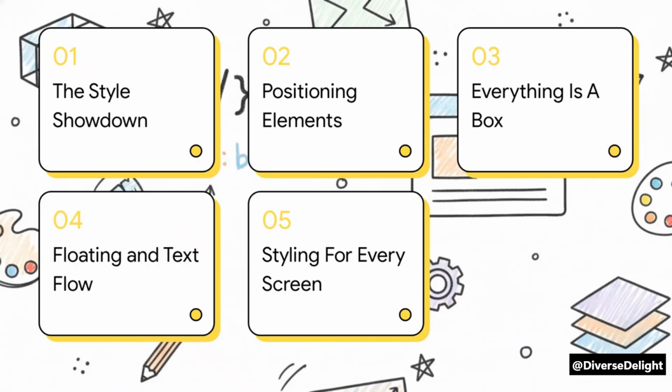To solve this mystery, here's our roadmap. We're going to look at how style conflicts get resolved, how to really control your layout, and the fundamental idea that everything is a box. Then we'll get into making text and images play nicely together. And finally, how to make your site look amazing on any device. Let's turn that chaos into predictable control.